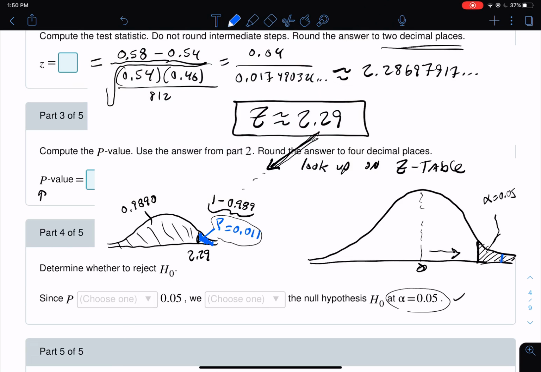We got this little bit right here, which is the p-value, which is 0.011. That's a lot smaller, and that is, in fact, further away from what we think. So we're going to have to do some rejecting here. So since p is less than or equal to 0.05, it's definitely less, we must reject the null hypothesis at a level of 0.05.